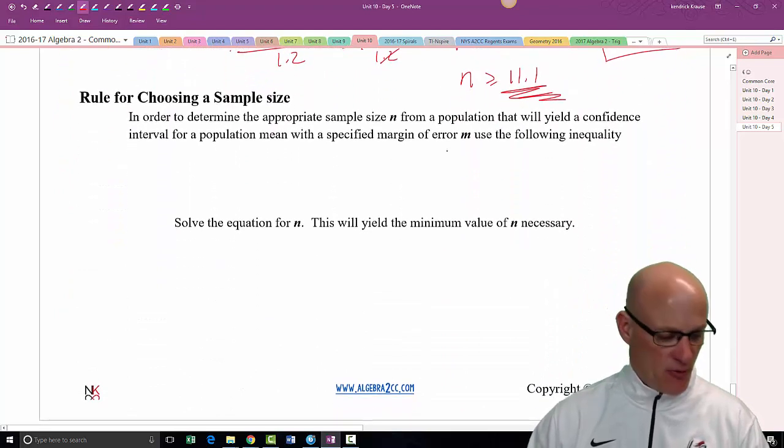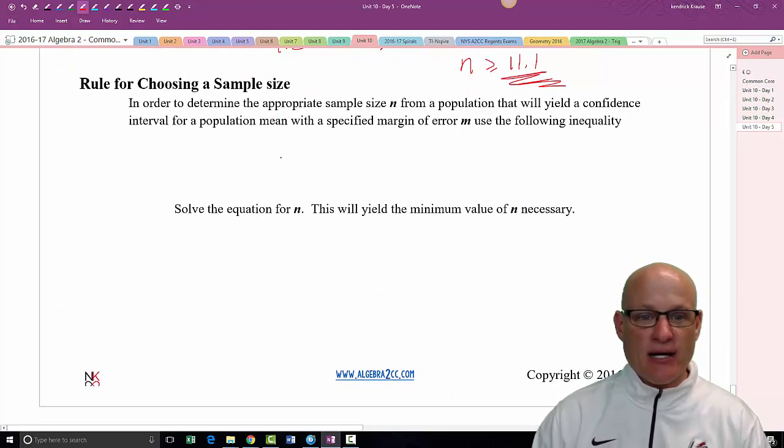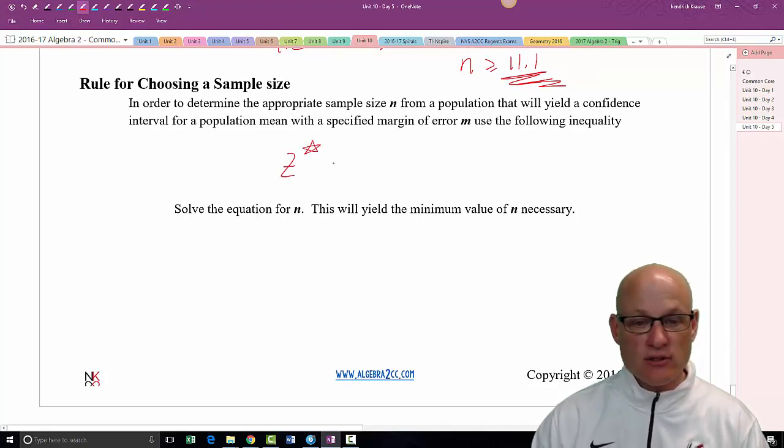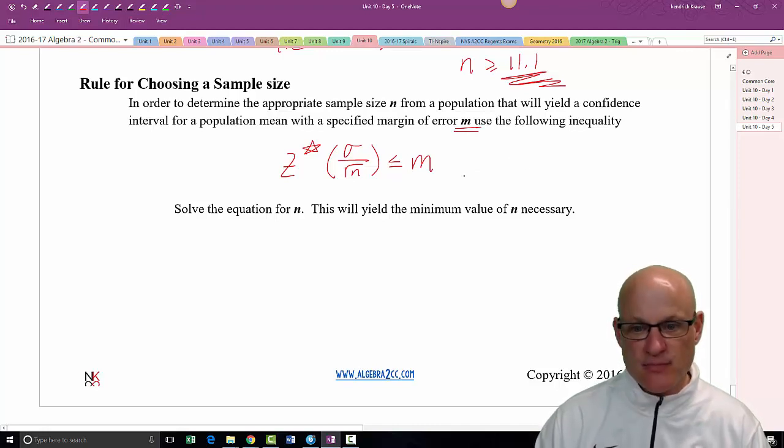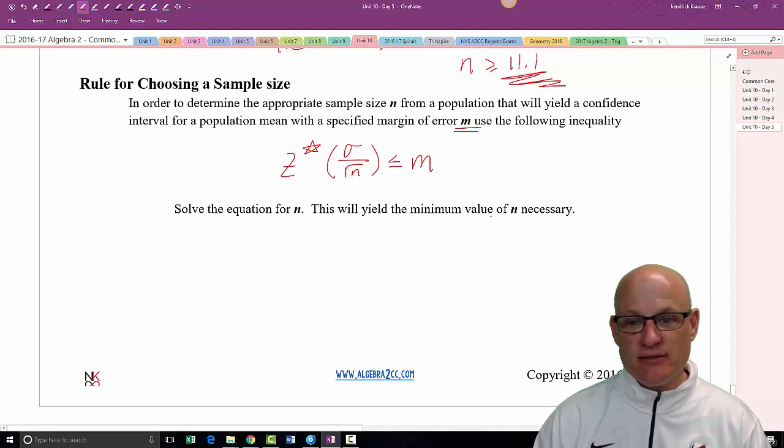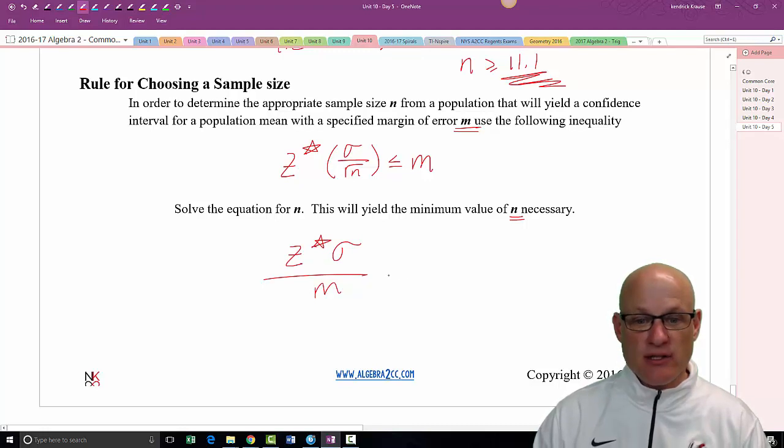So what you need to remember, the formula that you're going to use when you want to choose your sample size, is z star times the standard deviation over the square root of n has to be less than or equal to m, where m is your margin of error, whatever your margin of error is. This will yield the minimum value of n. And solving for n, you're going to end up getting z star times sigma over m, and it has to be the square root of n.